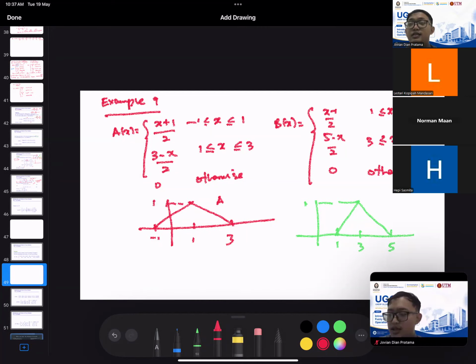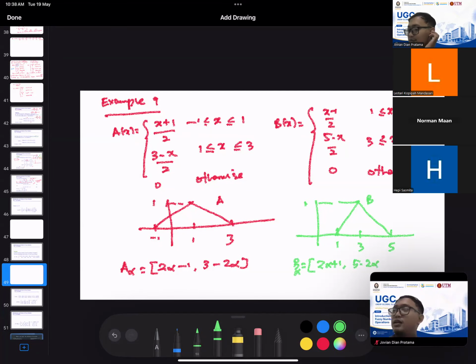For example, your A alpha here, I think every one of you will be able to find your alpha cut: 2 alpha minus 1, and the other end will be 3 minus 2 alpha. This is for A. Then for B, the alpha cut B alpha will be 2 alpha plus 1, very straightforward, and the other end will be 5 minus 2 alpha.